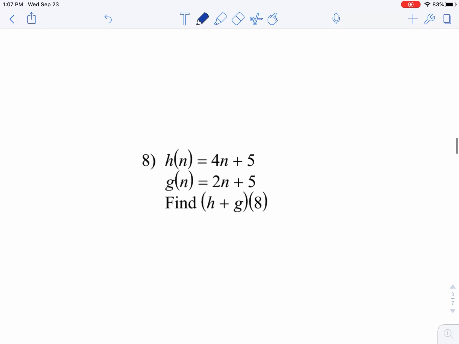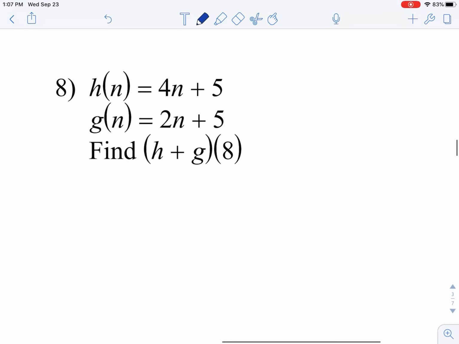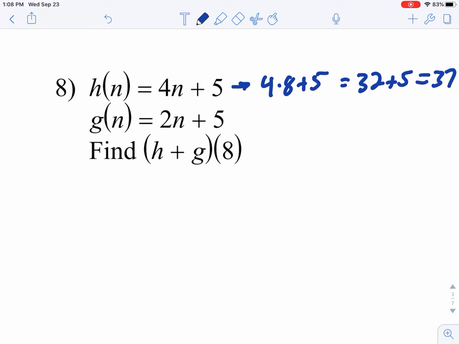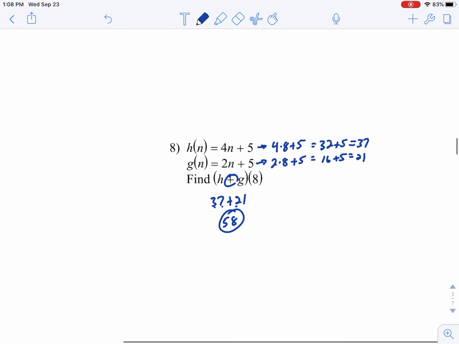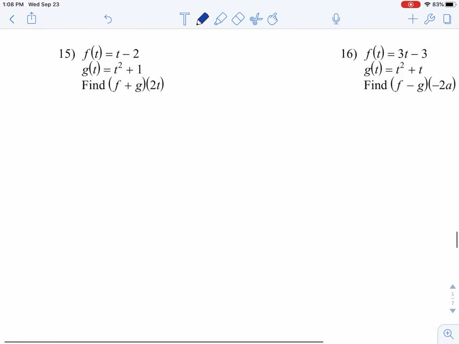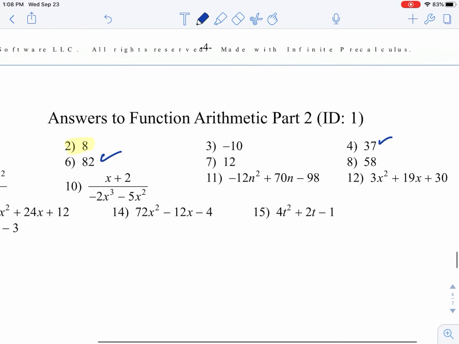Number 8. H plus g of 8. Plug in the 8. 4 times 8 plus 5. 4 times 8 is what? 32 plus 5, 37. Plug in an 8 here. 2 times 8 plus 5. 2 times 8 is 16 plus 5. That's 21. H plus g is going to be 37 plus 21. 30 and 20 is 50. 7 and 1 is 8. 58. And right there it is.